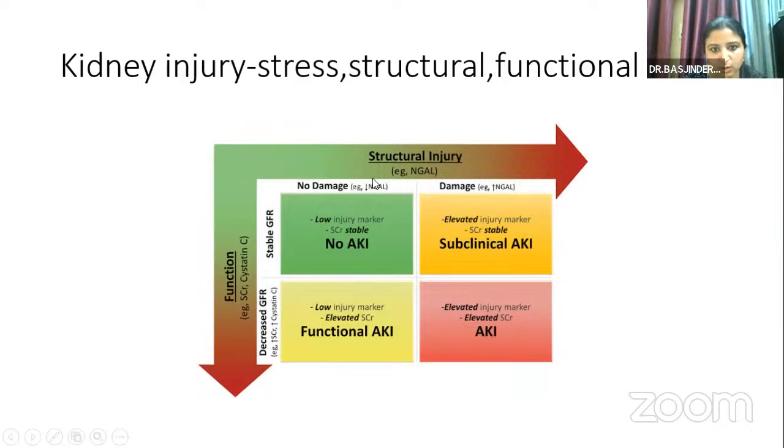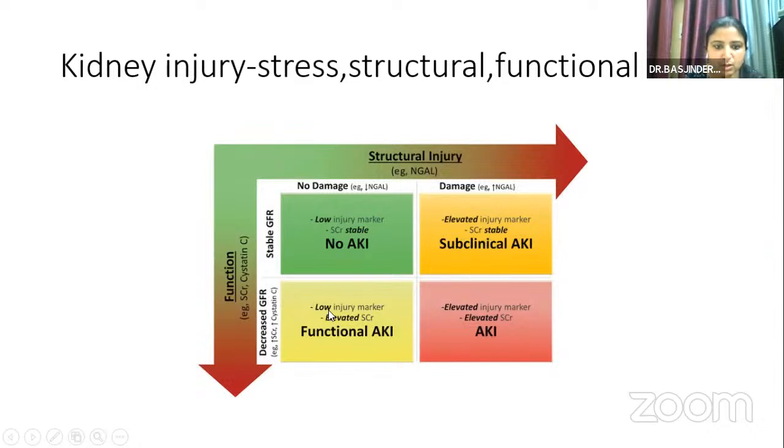So in the first column, you can see there is no damage and there is stable GFR. So no biomarker will be released and even the creatinine will be stable. So no AKI. But when there is structural damage, but there is no functional damage, your injury marker will be raised, but your creatinine will still be stable. So this is subclinical AKI.